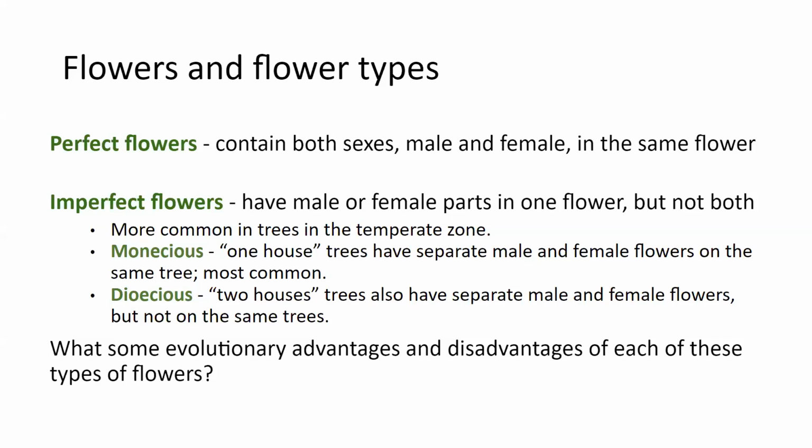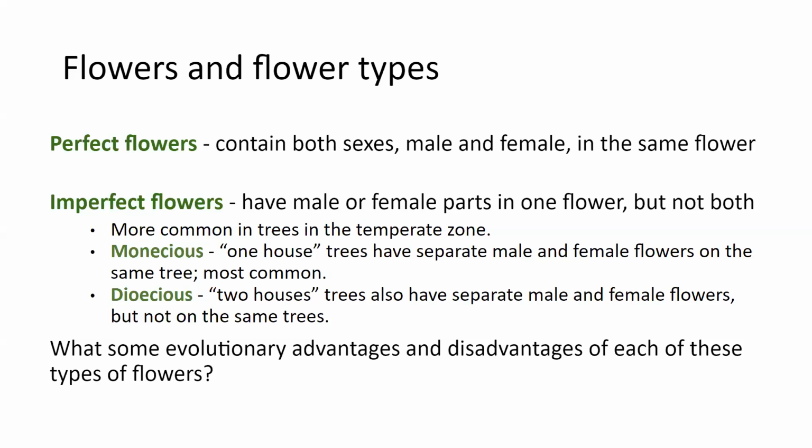But it's actually pretty common in trees to have imperfect flowers. So they can have male or female parts in one flower, but they're not in the same flower. They may have two different types in the same species in the same individual. And those are called monoecious, right? This flower type is more common in trees that are in the temperate zone, which is where we are in Raleigh, North Carolina. So monoecious trees have separate male and female flowers on the same individual, right? This is a very common occurrence.